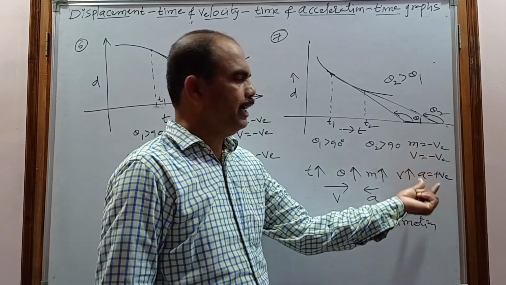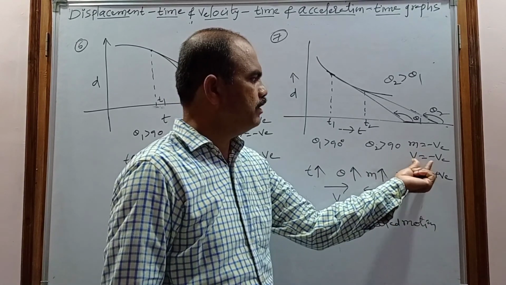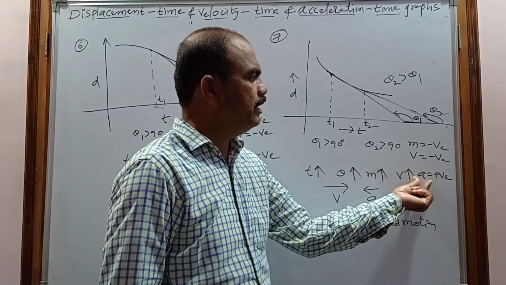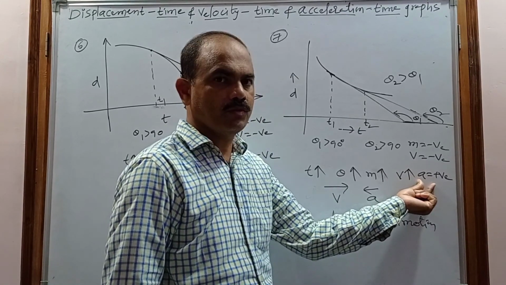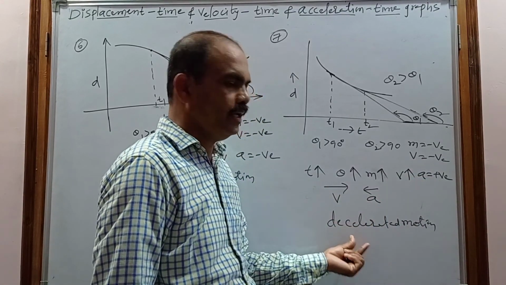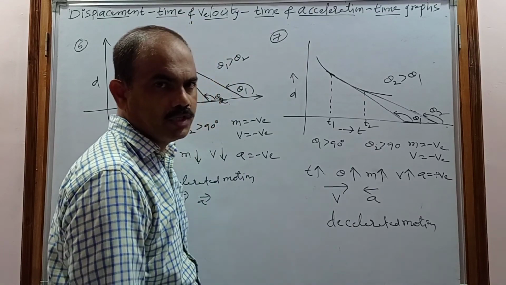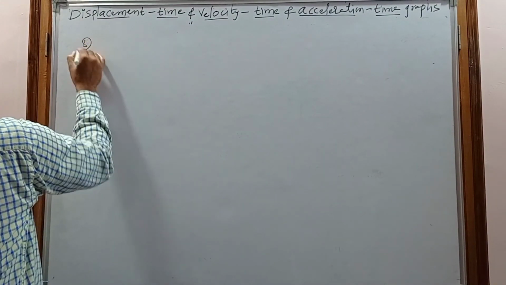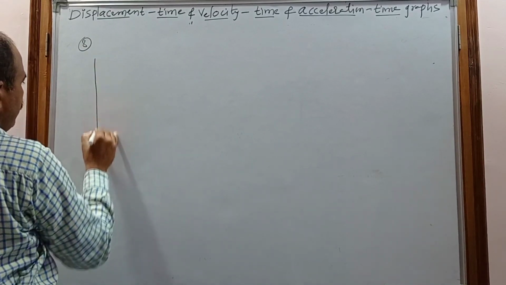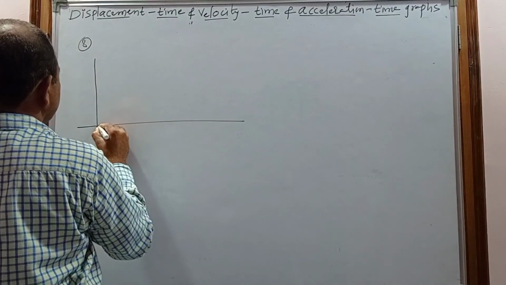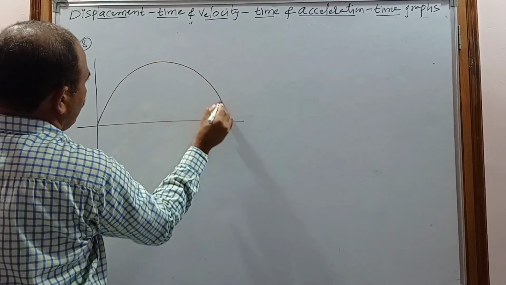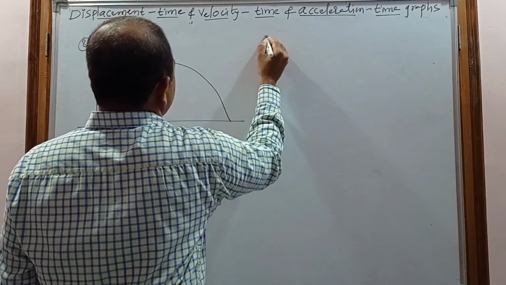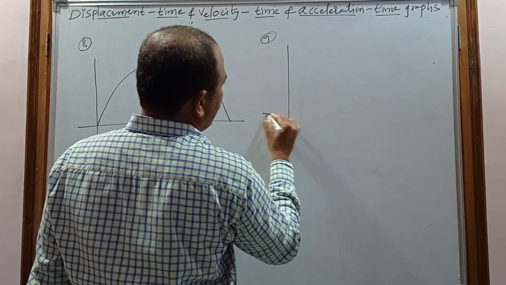This graph can represent a motion in which the velocity is negative and acceleration is positive. Both are in opposite directions, due to which it has decelerated motion. Now coming to another two graphs. The eighth one: if the displacement versus time graph is like this, like a downward parabola. And the ninth one is the upward parabola.